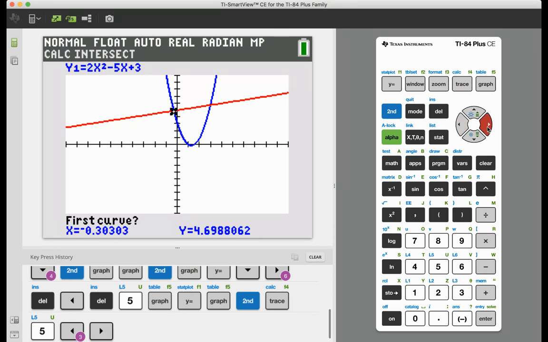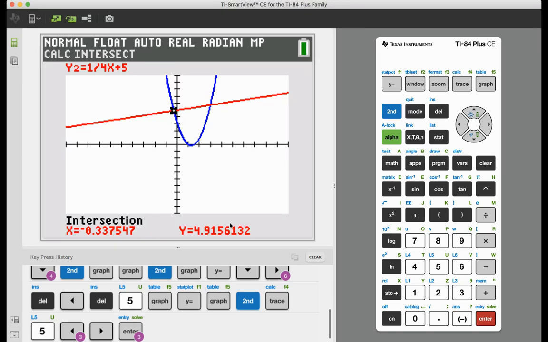So I'm going to move closer to the one on the left. I basically just hit enter 3 times. You don't have to do left bound, right bound, like I said, for zero. You could literally just move close to it, and then hit enter a bunch of times. We can see the intersection is at negative 0.337547.